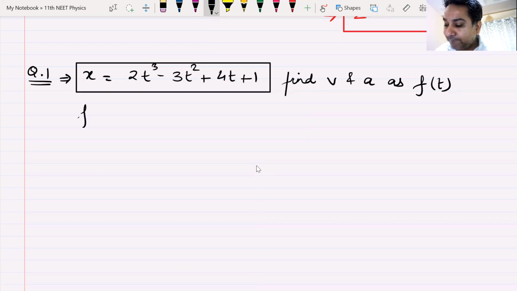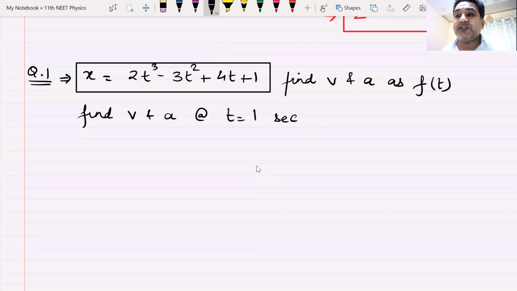Question number 2. Find velocity and acceleration at t is equal to 1 second. So once you get the value of velocity and acceleration as a function of time, you then have to calculate the value of velocity and acceleration at 1 second. Your time starts now.